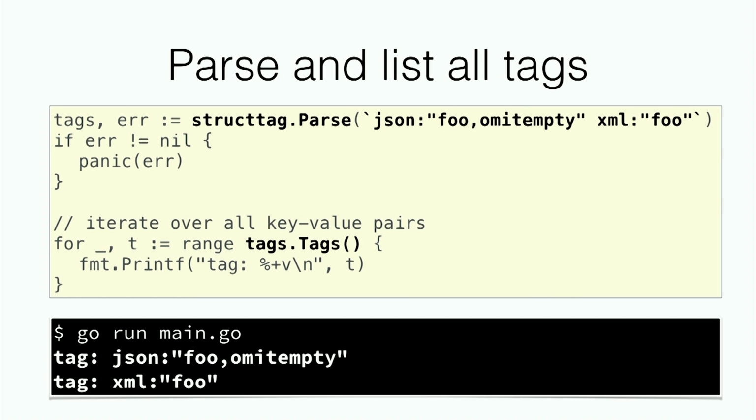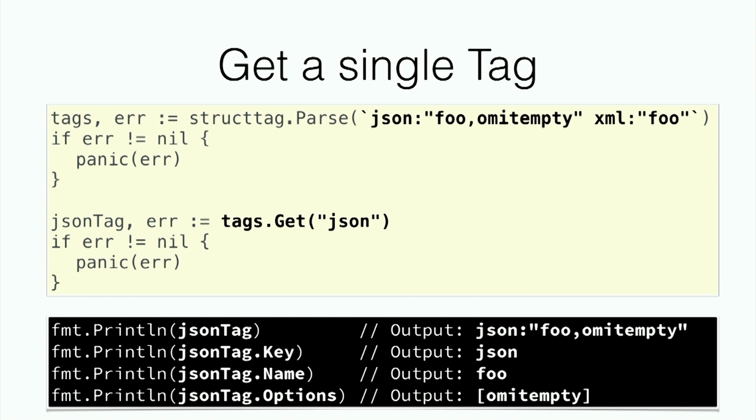And then here you see I printed the JSON key pair and the XML key pair. Once I have the tags, I also can get just one single key pair. And then it also supports pretty printing. If I just print the key pair, it just prints the whole struct tag. But I can also get the key itself, I can get the value itself, I can even get the options itself, which is really nice.